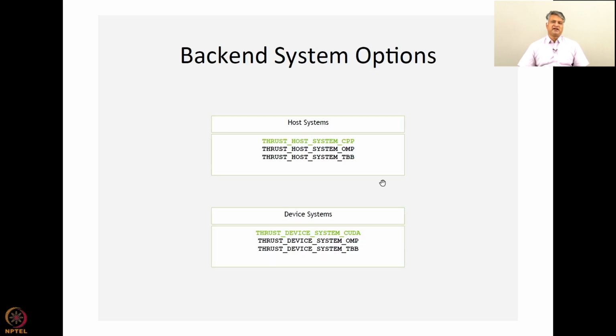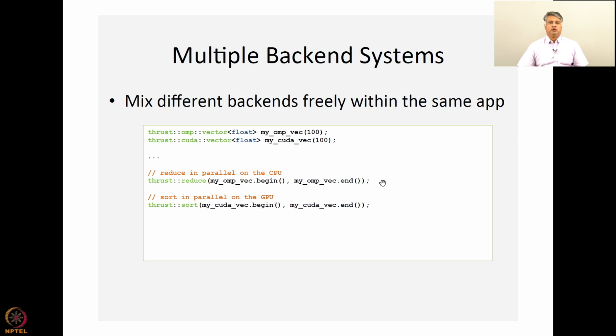So what are the backend system options? The host systems that Thrust can use are C++, OpenMP, and TBB. The device systems that it can use are CUDA, OpenMP, and TBB again. You can use multiple backends within the same application. For example, if you're on a multi-core CPU with a GPU, you can utilize the power of both in the same code.